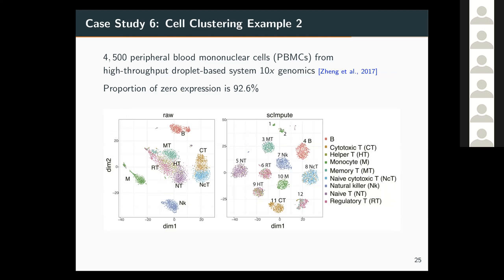And we also tried the MAGIC method and SAVER on the same data set, but were not able to achieve comparable results. And this shows that scImpute can assist us to identify cell subpopulations in single cell studies, which can be very useful for many downstream analyses.